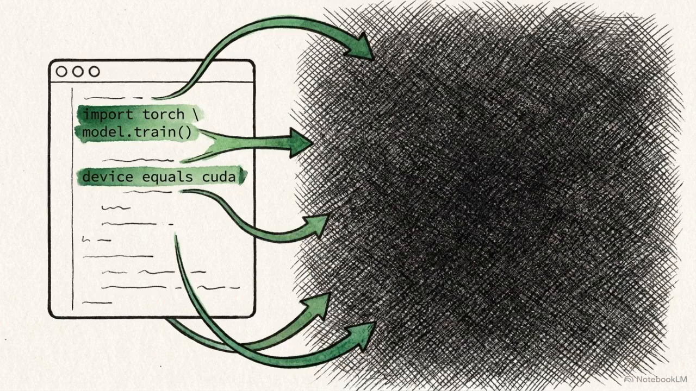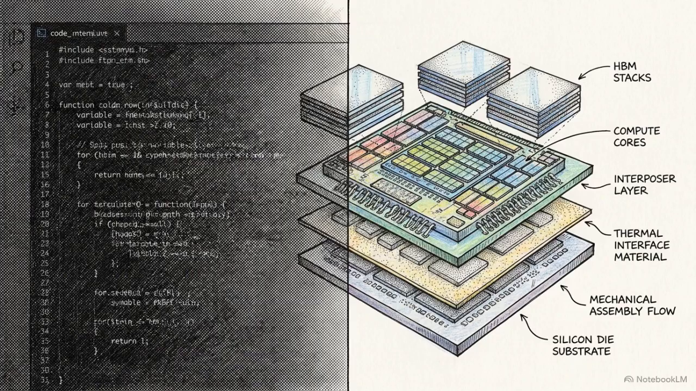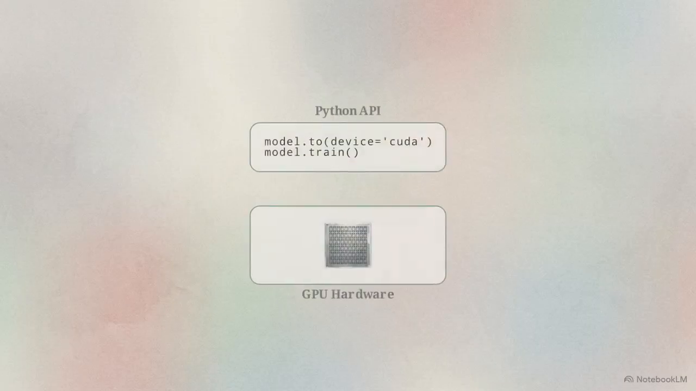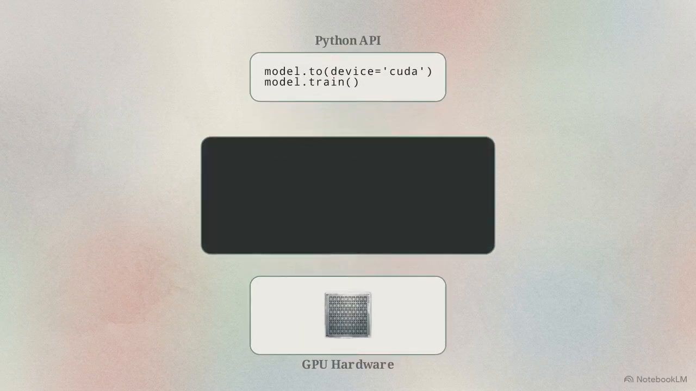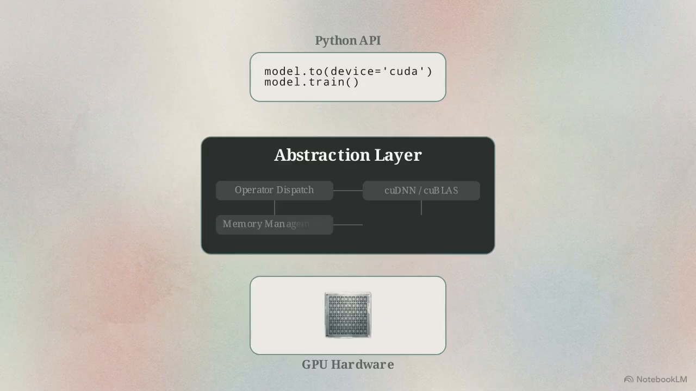Compare these two environments. On the left, a single line of PyTorch code: device equals CUDA. On the right, the physical reality, a dense silicon die containing tens of billions of transistors. Deep learning frameworks use software APIs to separate the developer from the underlying hardware. This layer of abstraction ensures that complex tensor operations are managed automatically, hidden behind high-level Python syntax.